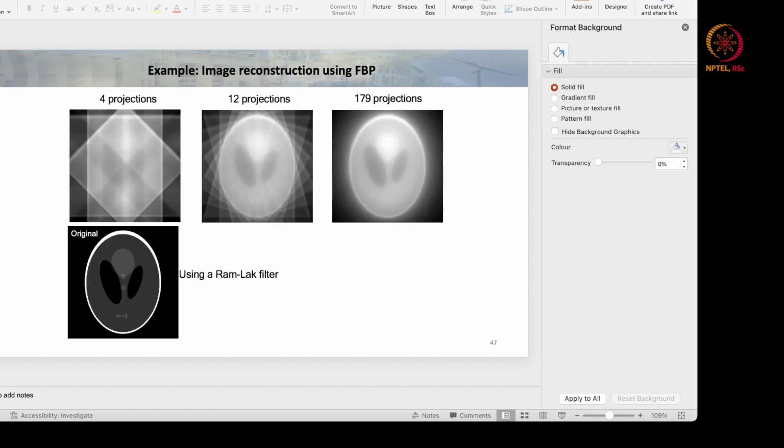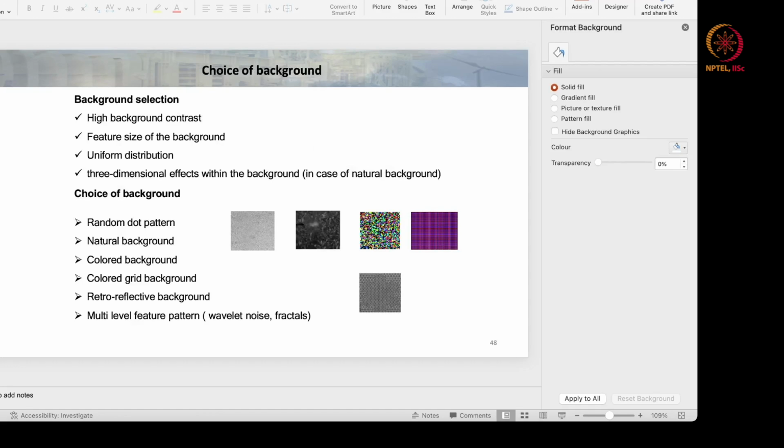So for the choice of background, you should choose a high background contrast, and the feature size of the background is of interest. You should have a uniform distribution, and you should have 3-dimensional effects within the background in case of a natural background. This can be different things: random dots, or a natural background, which can be like a textured wall, for example.